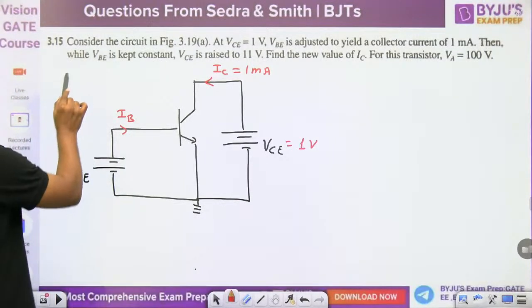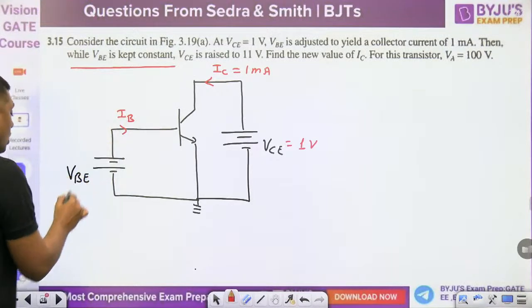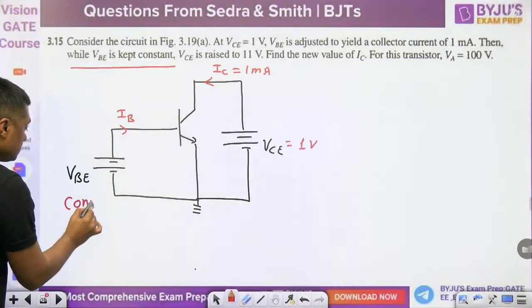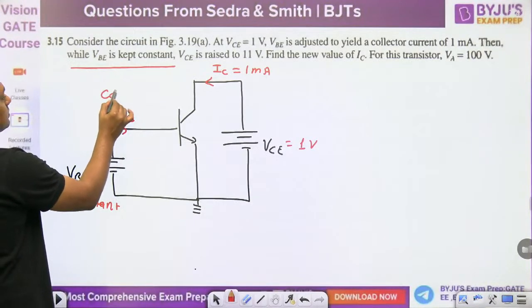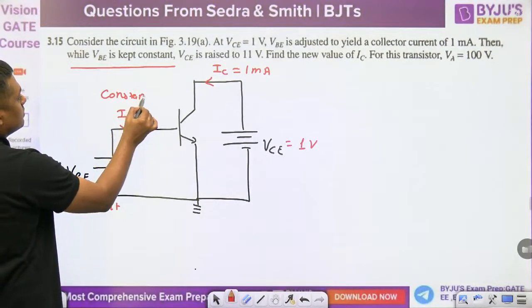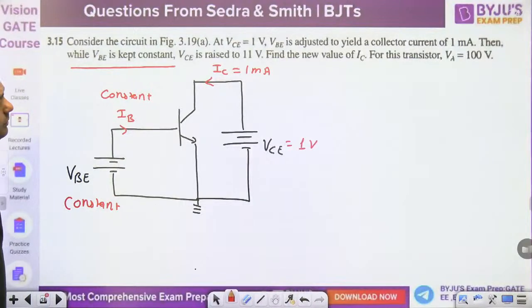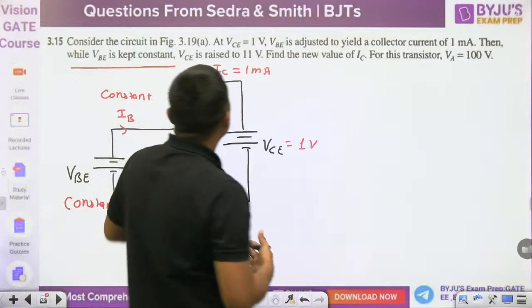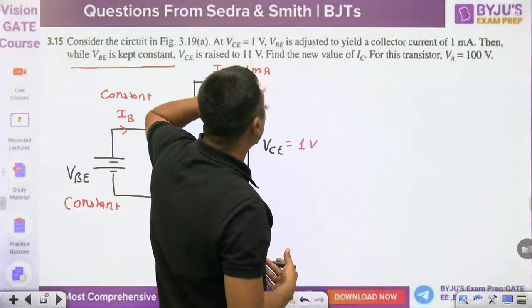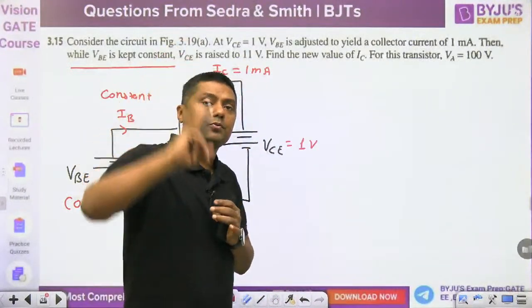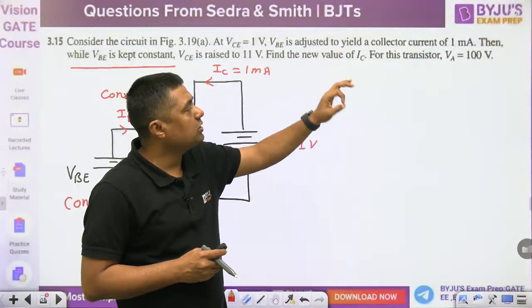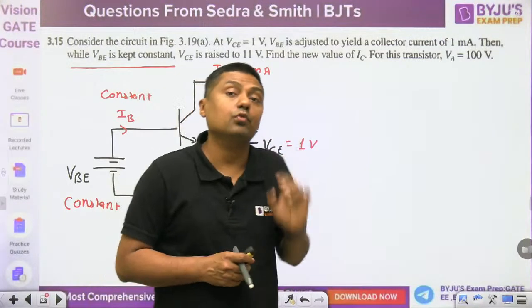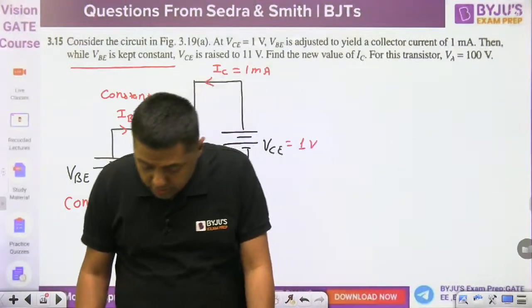Then, while VB is kept constant, this is now constant. If it is constant, it means IB is constant. Right? When IB is constant, VC is raised to 11 volt. Now VCE is increased up to 11 volt. Find the new value of IC. For this transistor, the early voltage is 100 volt.